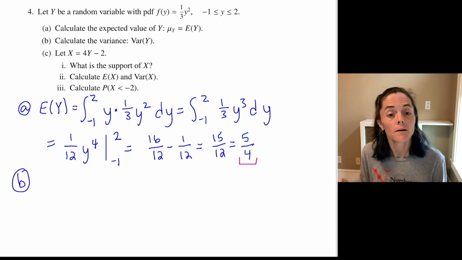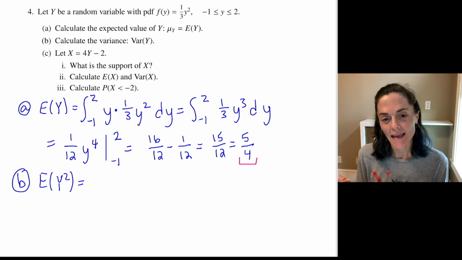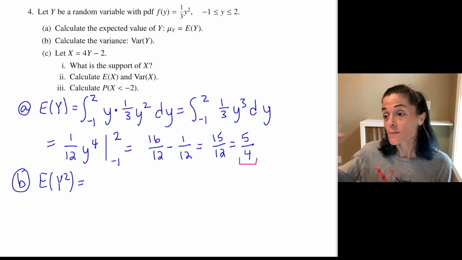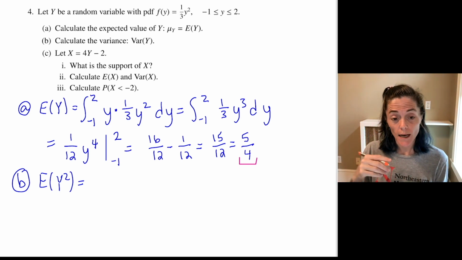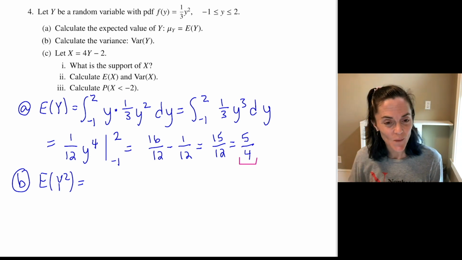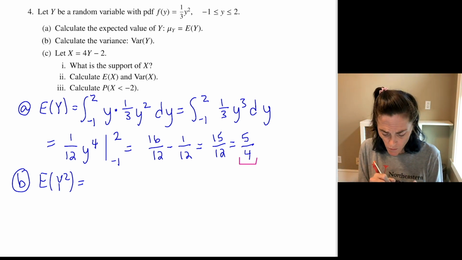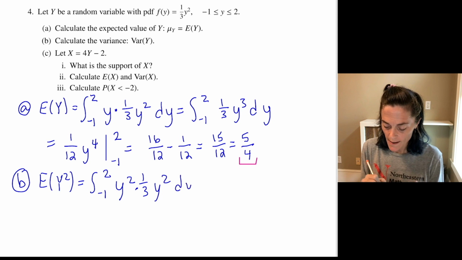Letter B. Well, first, I think I'll calculate the expected value of y squared. There's more than one way you can calculate variance. In fact, we practice both of these different ways in R. I'll just do it with our shortcut: expected value of y squared minus the mean squared. So this would be an integral from -1 to 2. We have y squared times 1/3 y squared dy.